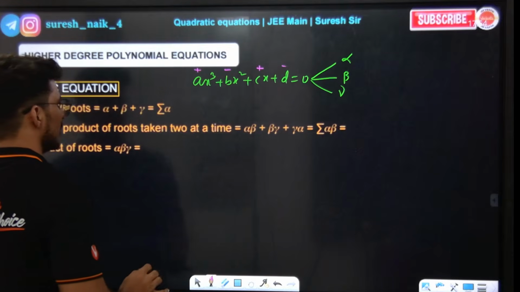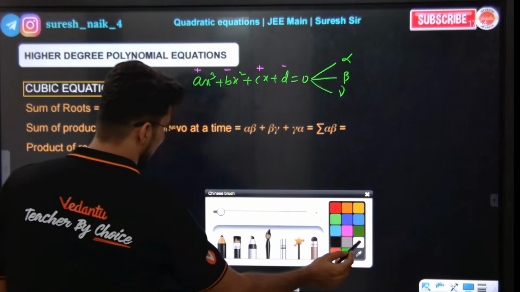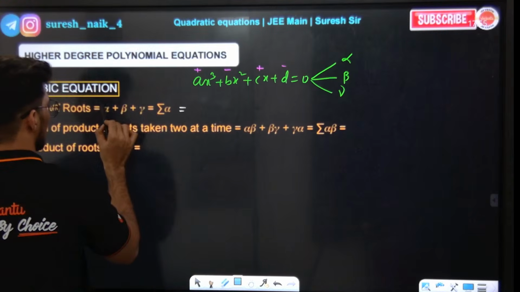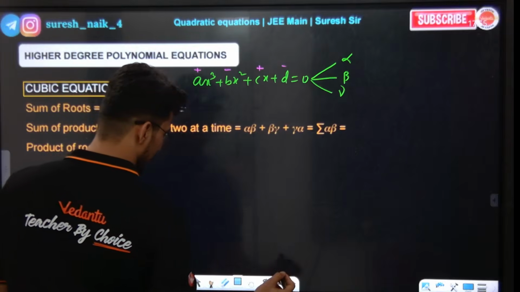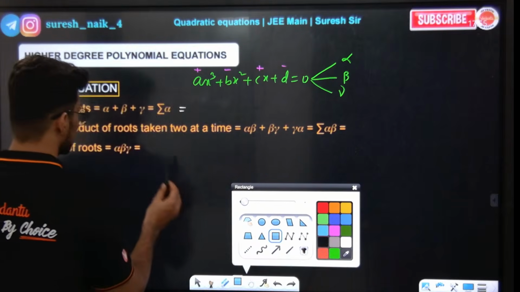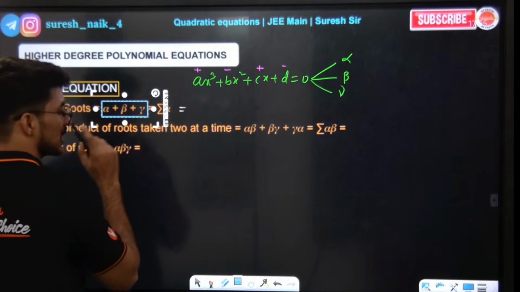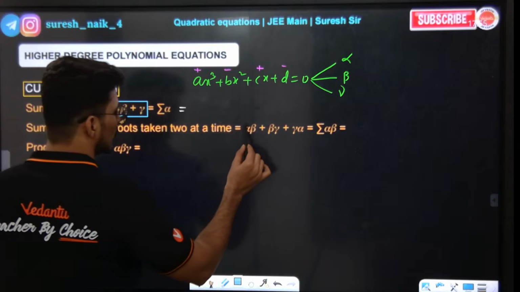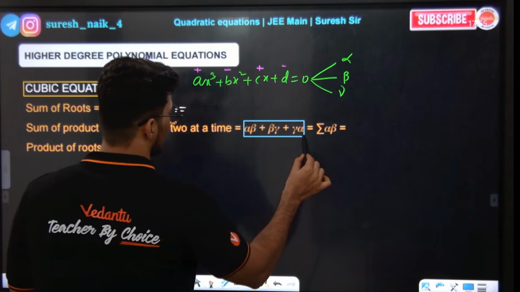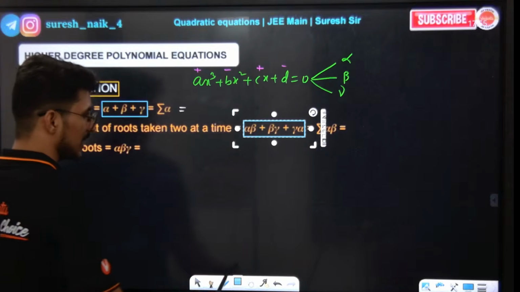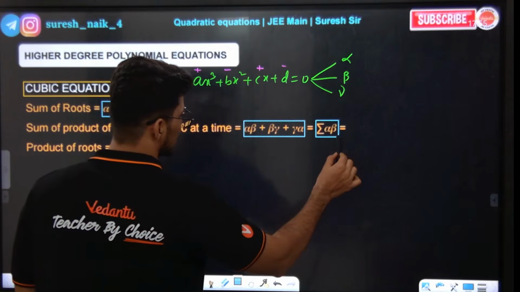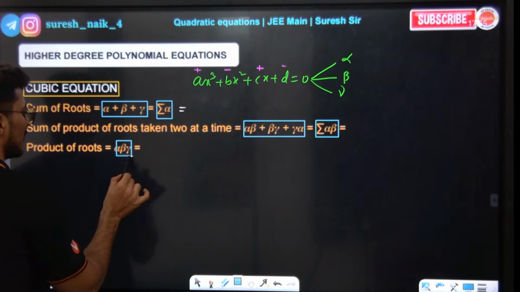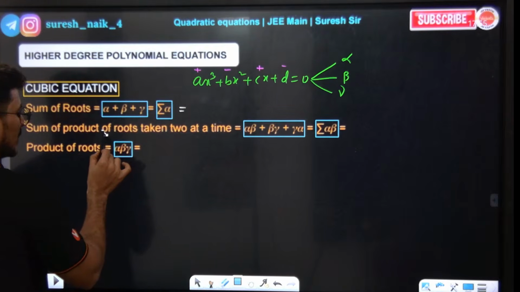If I want the sum of the roots, in short I will call it sigma alpha. Sigma alpha means alpha plus beta plus gamma. Now, sum of the product of two roots at a time means alpha beta plus beta gamma plus gamma alpha. For the product of the roots there is no sigma form, it is simply alpha beta gamma.